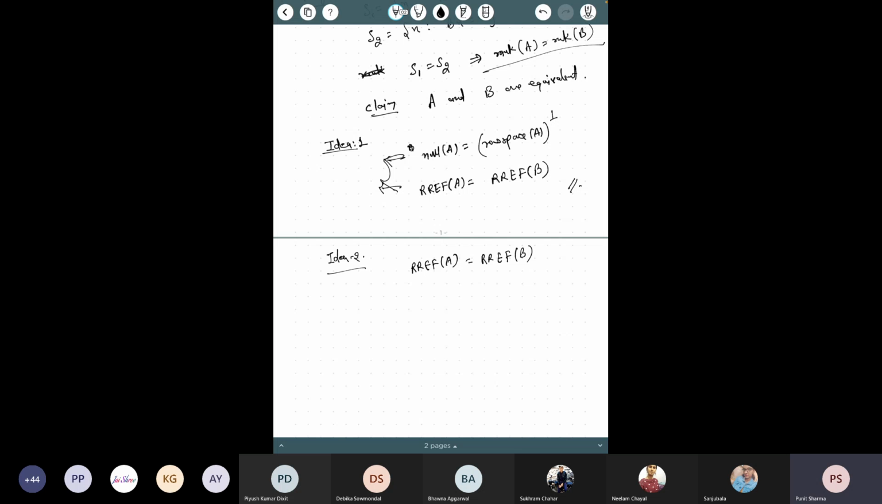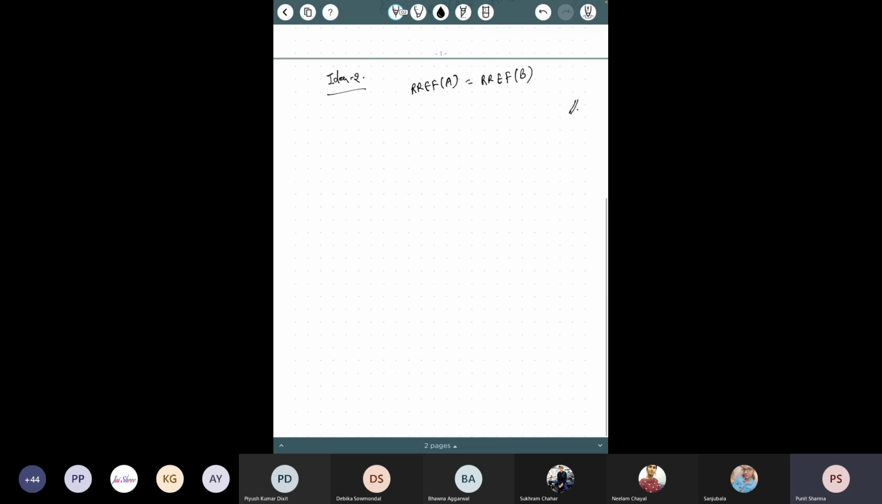You can start convincing yourself by taking a 2 by 2 example. Let's say Ax equal to 0 and Bx equal to 0, where A and B are both 2 by 2 matrices, so two equations in two unknowns. You can do it for a 2 by 2 system, and then prove it for the general case. So this is the idea, and you work out this idea.